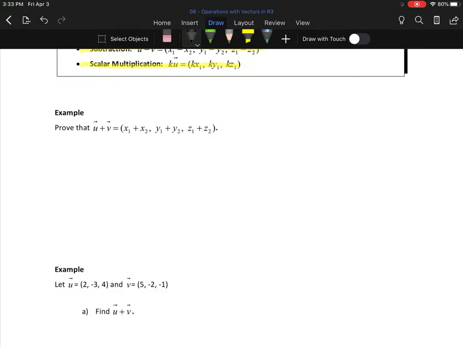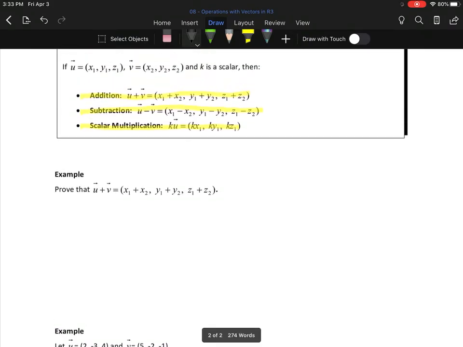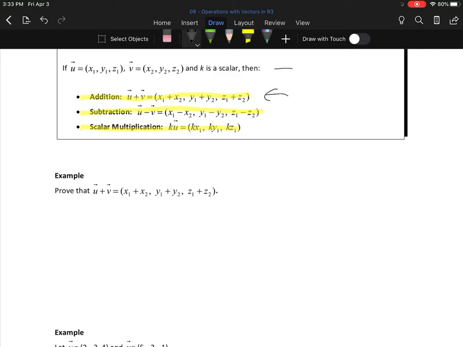Let's jump ahead to the example here. It says prove that u plus v equals x1 plus x2, y1 plus y2, z1 plus z2. So it says prove this thing right here using this right here. And I'm going to use the i's, j's, and k's to show off how good the i's, j's, and k's are. So here we go.